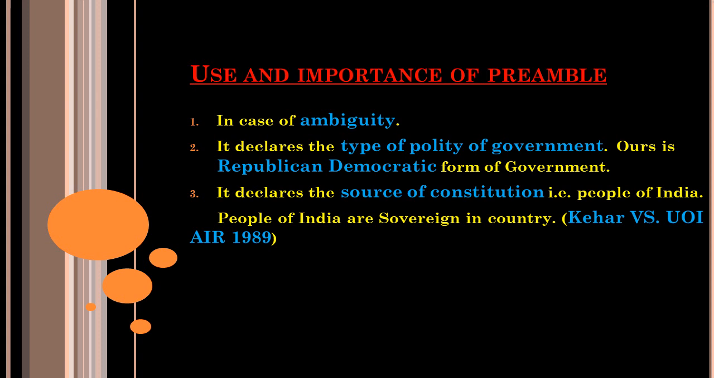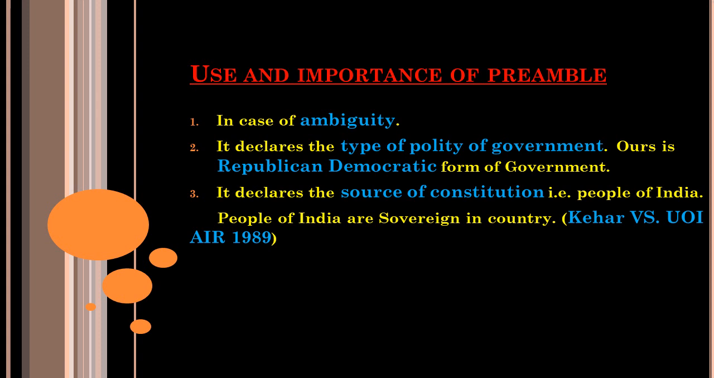Second, it declares the type of polity or government we have. So our preamble also declares the type of polity of government we have. The preamble says that we have a republican democratic form of government, which means that we do not follow any monarchical system, and it's the people of India who elect their own leaders, right?